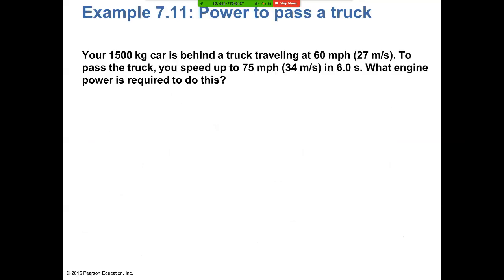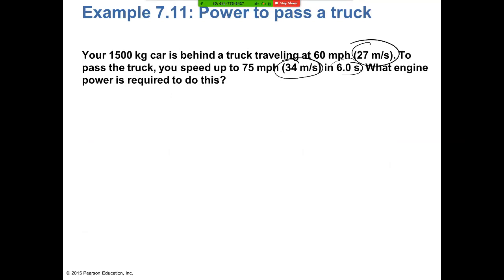All right, so I have one last example from this chapter, which allows you to see how power can be incorporated into this type of calculation. You have a 1,500 kilogram car behind a truck traveling at 60 miles per hour, which is 27 meters per second. To pass the truck, you speed up to 75 miles per hour, which is 34 meters per second, in 6 seconds. What engine power is required to do that?